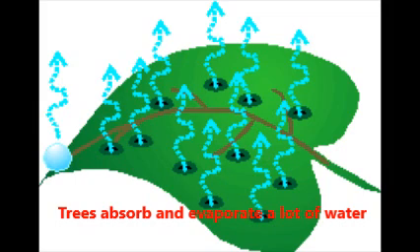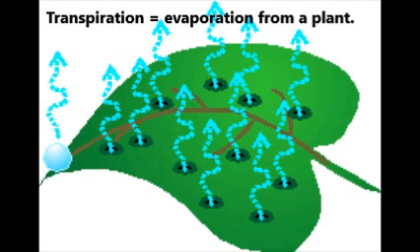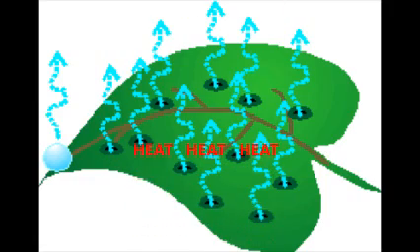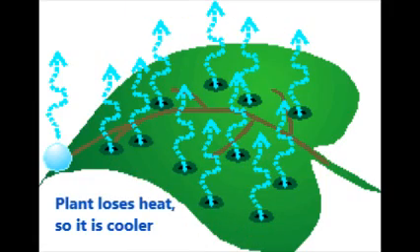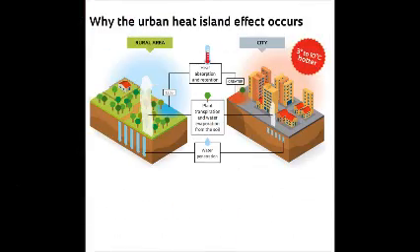Because trees absorb so much water, they also evaporate a lot of water. Now, the special word for when water is evaporated through a tree is called transpiration. Because trees transpire so much water, they have a cooling effect on the climate. This is the same way that an engine is cooled by the radiator. Water is taken from the hot part of the engine and then cooled down. This is the same effect that trees have on a climate. It takes that hot water from the land and evaporates it into the atmosphere, so the land becomes cooler.